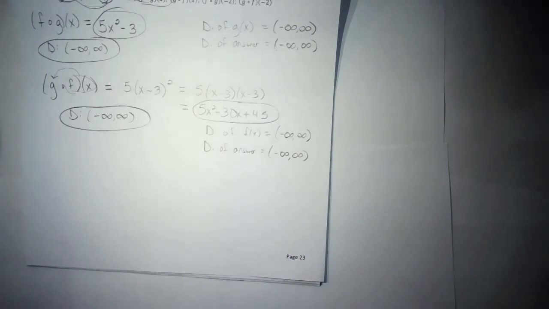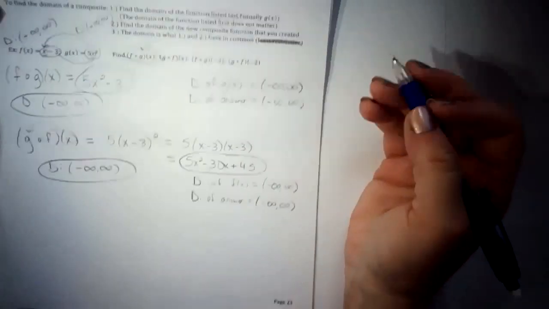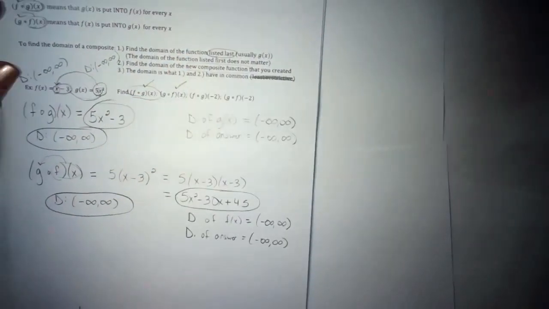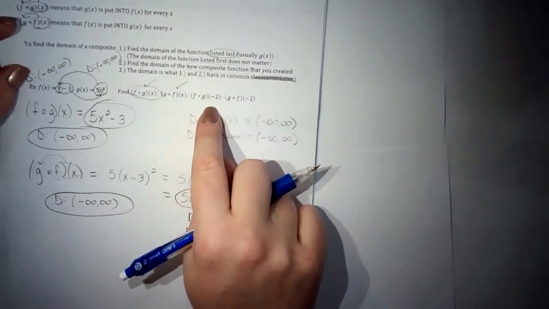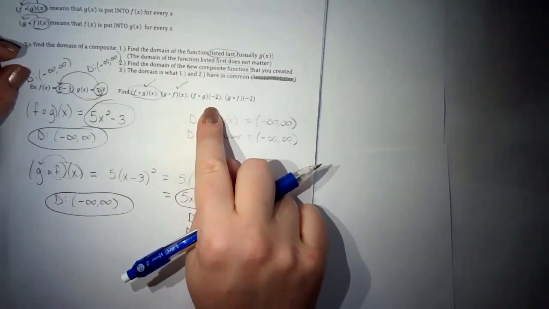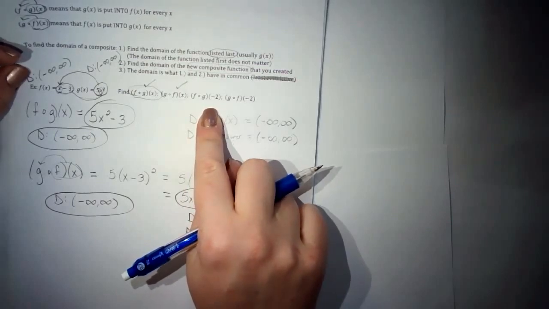Last two parts, because we did this. Now we want to find f of g, but look, there's not an x down there anymore. Now there's a -2 sitting down there. There are two different ways to do this.